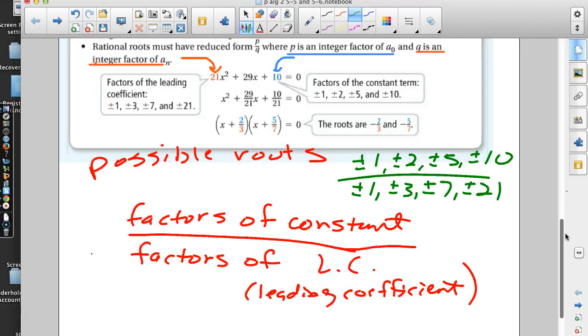And then I look at all of the choices that I have for possibles. So I go through this the first time and say, well, it could be 1 over 1, so that'll be plus or minus 1. It could be 1 over 3, so it might be plus or minus 1/3. It could be 1 over 7, plus or minus 1/7. It could be 1 over 21, plus or minus 1 over 21. And then I start over, but I don't put a 1 on the top anymore, because I've already done that. So now I do 2 over 1, which is 2, and I would continue on until I had all of those answers written out.